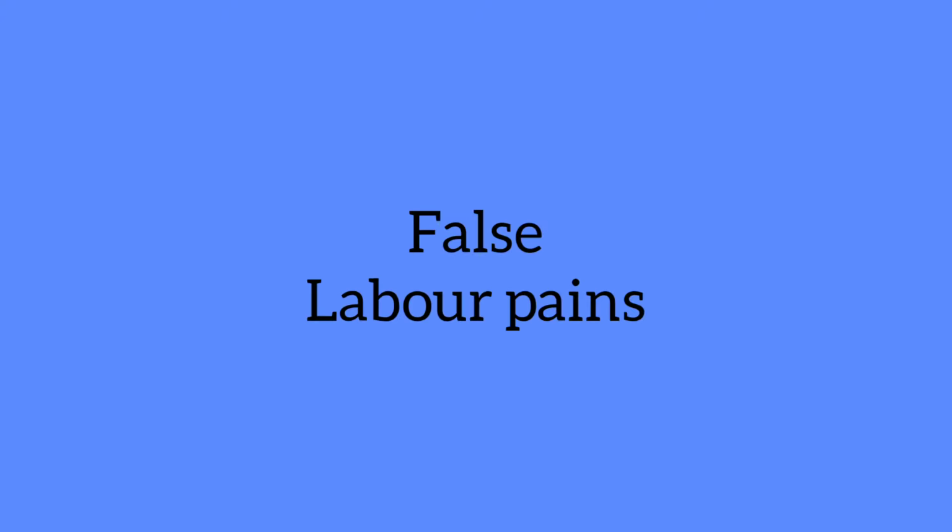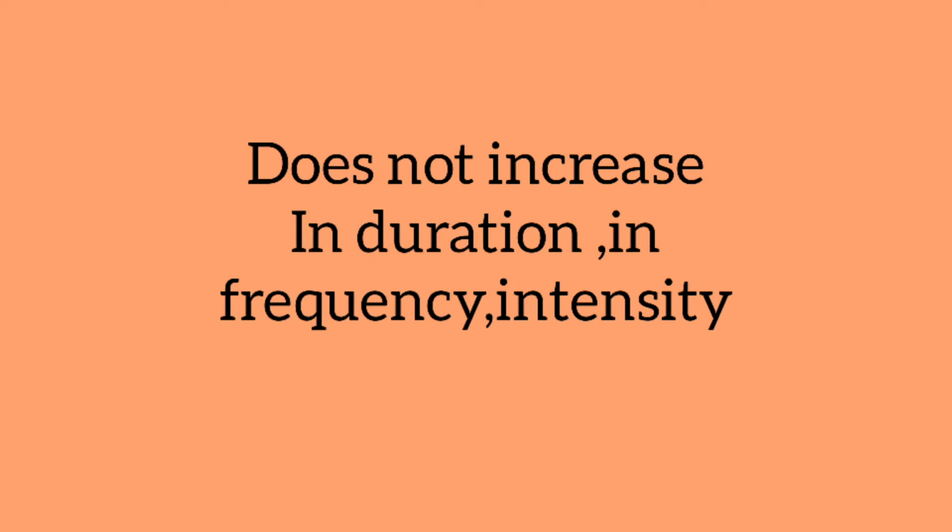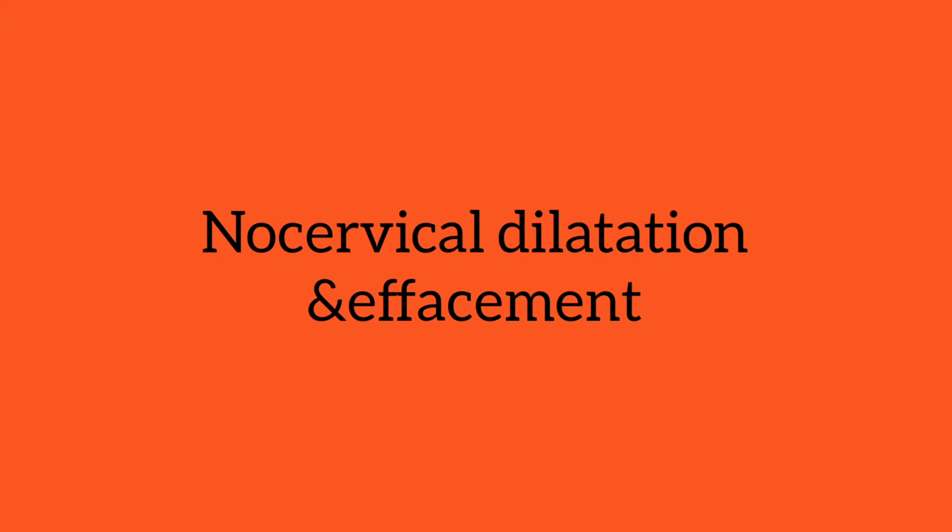Next, false labor pains. The pains begin irregularly and remain irregular. Felt first abdominally and remains confined to the abdomen and groin. Often disappears with ambulation or sleep. Does not increase in duration, frequency or intensity with the passage of time. Next, show is absent. Next, does not achieve any cervical effacement and cervical dilatation.